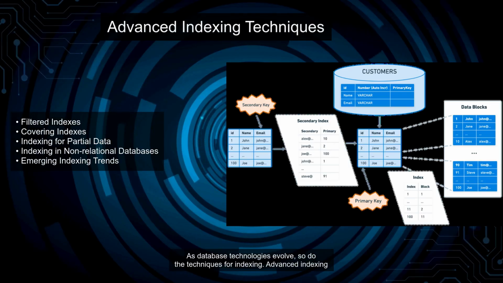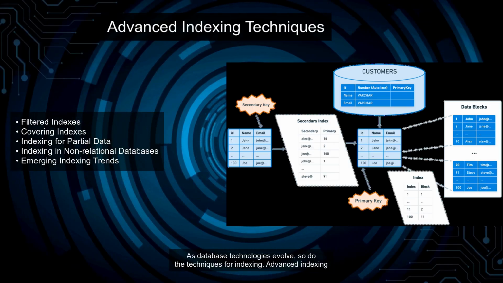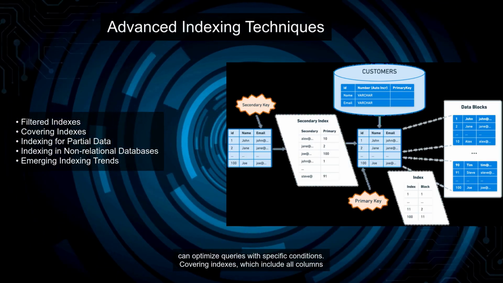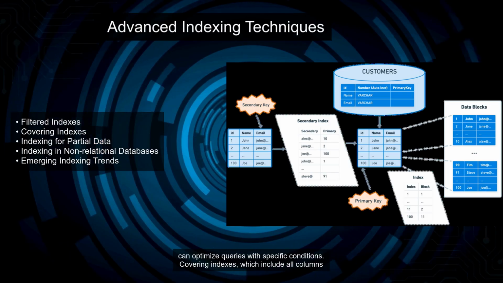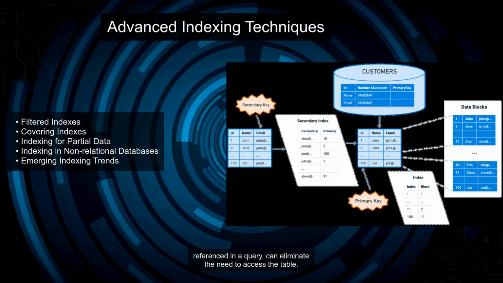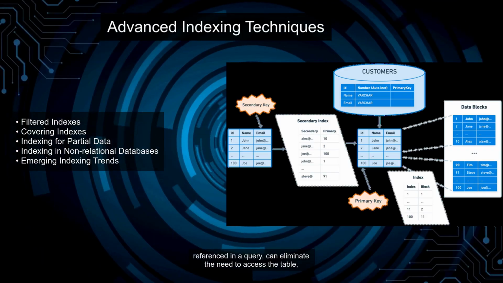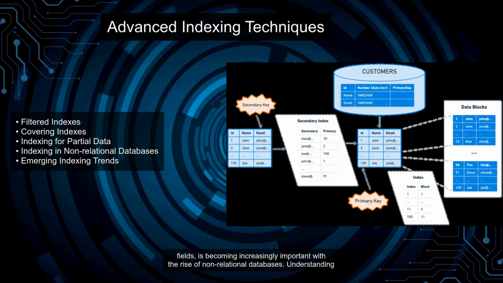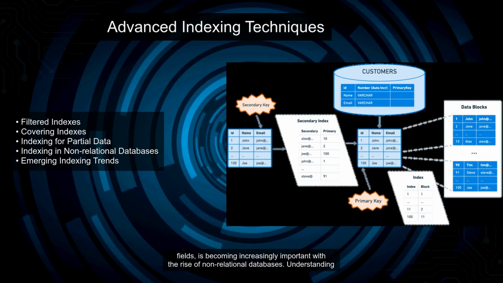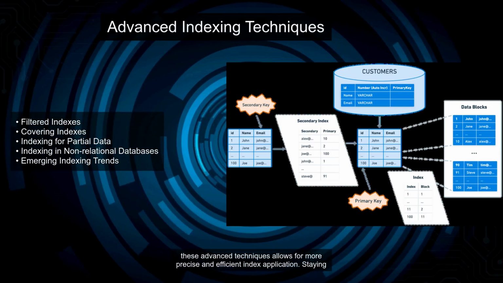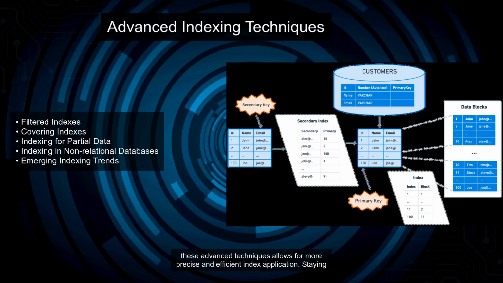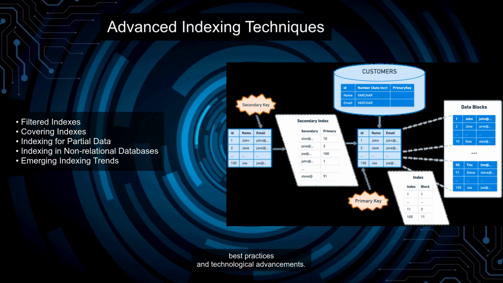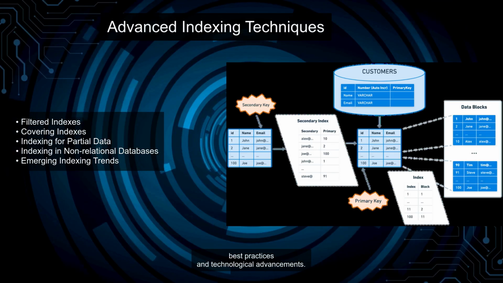As database technologies evolve, so do the techniques for indexing. Advanced indexing strategies such as filtered indexes, which apply to a subset of data, can optimize queries with specific conditions. Covering indexes, which include all columns referenced in a query, can eliminate the need to access the table, further improving performance. Indexing for partial data, such as JSON or XML fields, is becoming increasingly important with the rise of non-relational databases. Understanding these advanced techniques allows for more precise and efficient index application. Staying informed about emerging indexing trends ensures that your strategies align with current best practices and technological advancements.